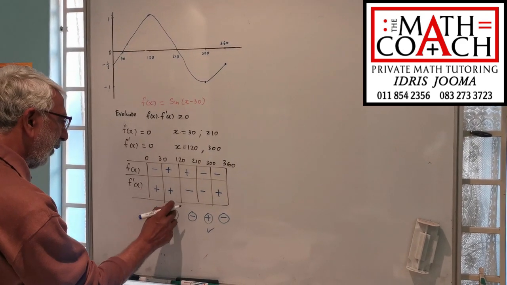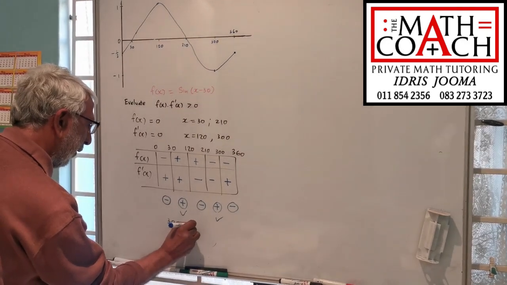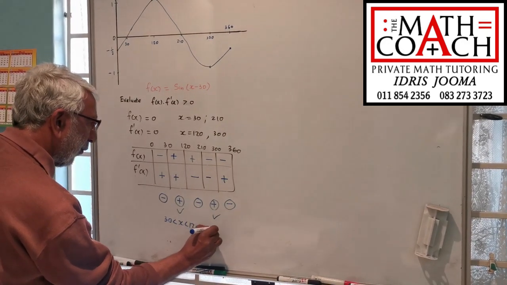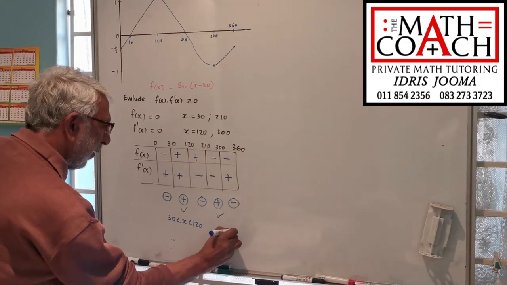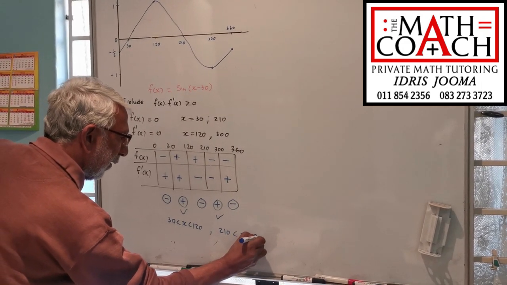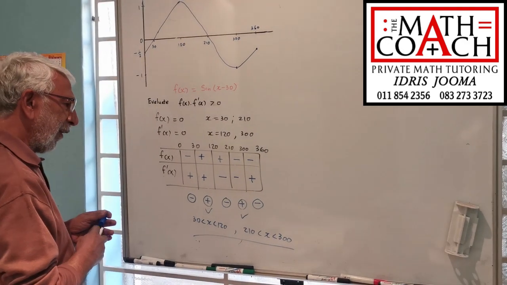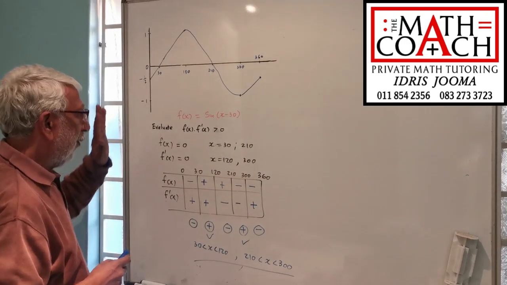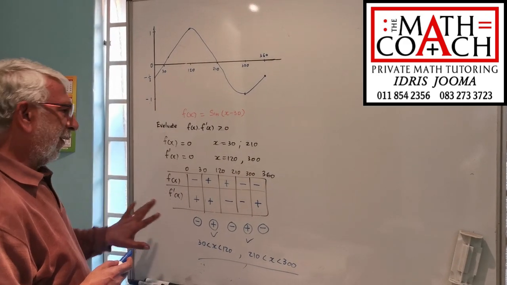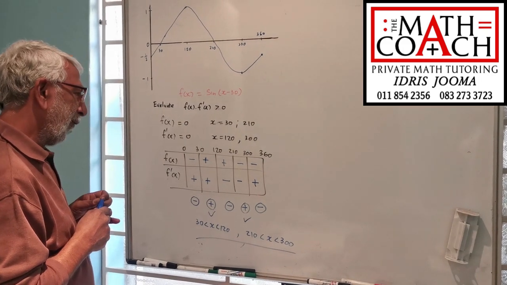So it's between 30 and 120, and also between 210 and 300. Right? This sort of question can also come out in calculus, but the method is the same. See if you can do it by yourself.